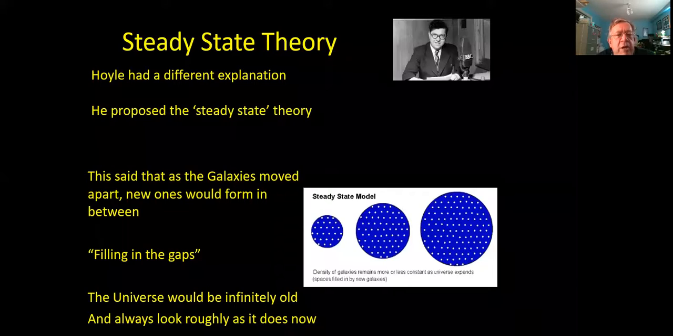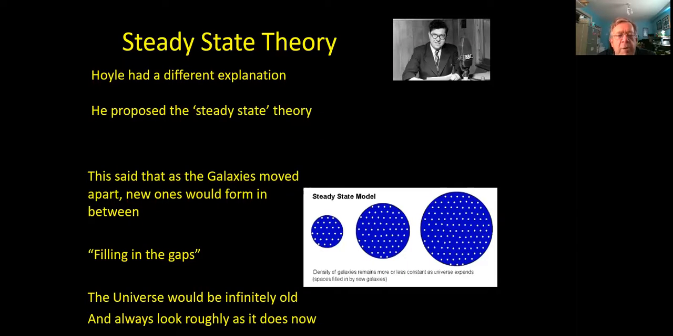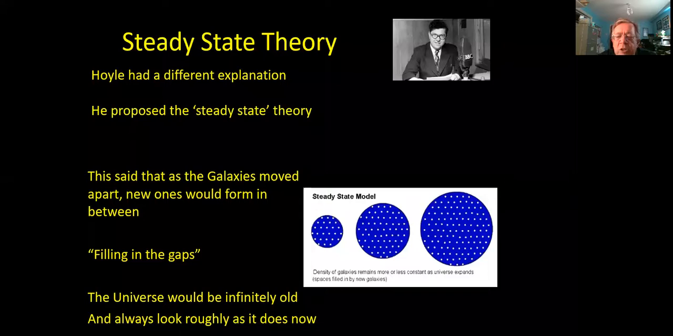Reason being, he had his own theory, which was the steady state model. What he said was, yes, the galaxies are moving apart from each other. He couldn't deny that from the observations. But he said that what happened was that more matter was then created in the voids between them and then got together and formed new galaxies. And so if you took a snapshot of what the universe looked like now, and you came back in a few billion years' time and took another snapshot, it would look almost the same.